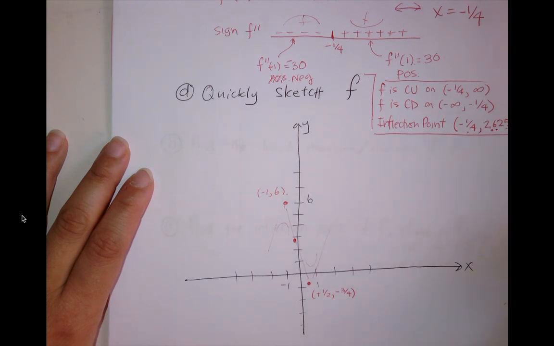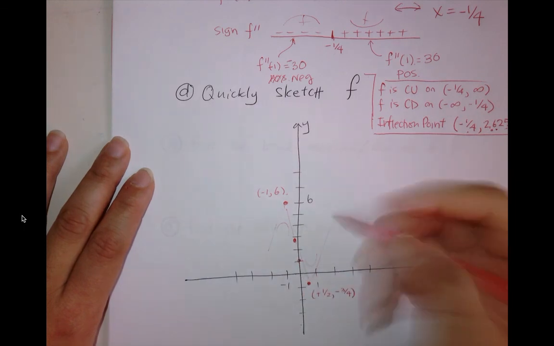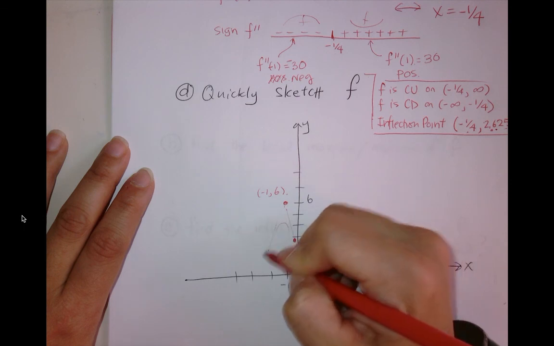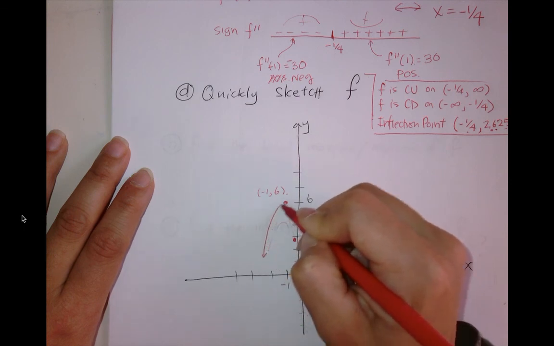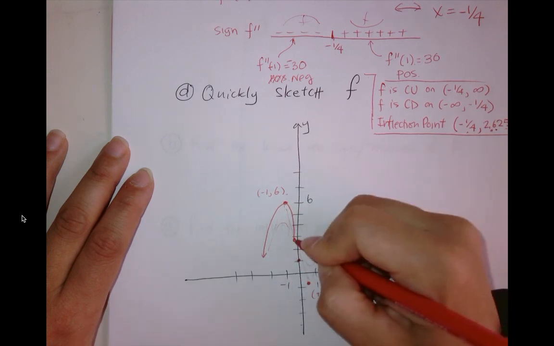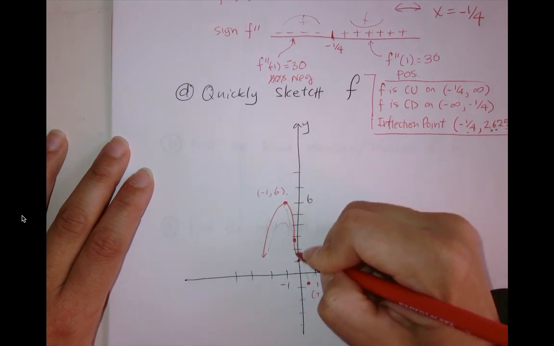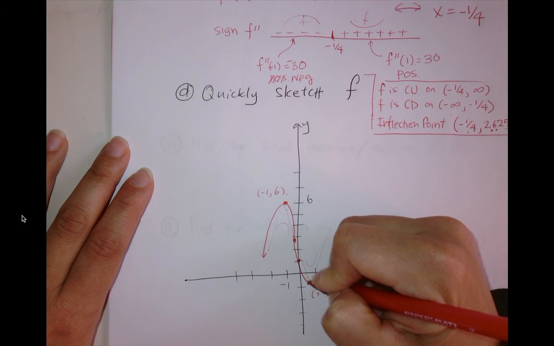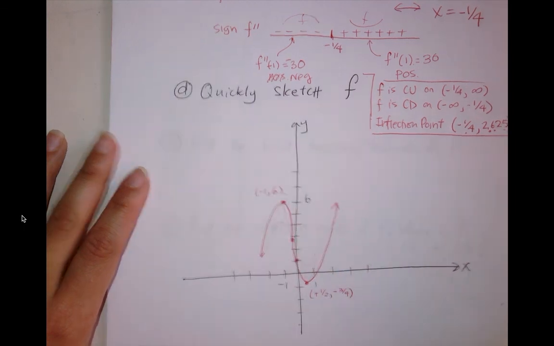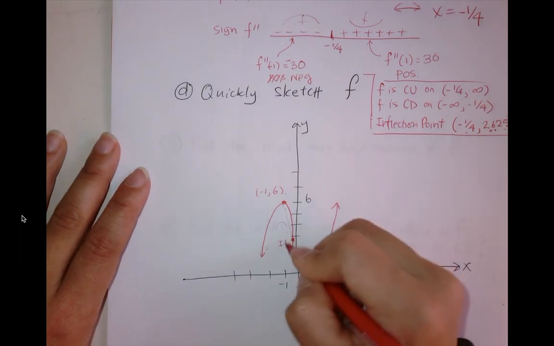If I wanted something with a little more accuracy, I could plot the intercepts. In this case, we have a y-intercept at 1. So now I'm going to try to fill in the graph here. I make the graph so it is concave down and increasing, concave down and decreasing. And then I have the graph as concave up and decreasing, and then concave up and increasing. So that's a quick sketch of the graph.